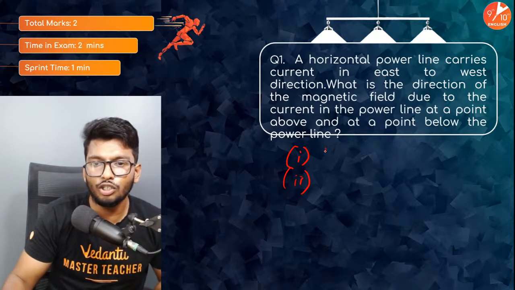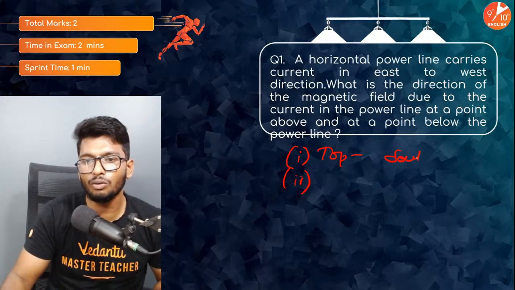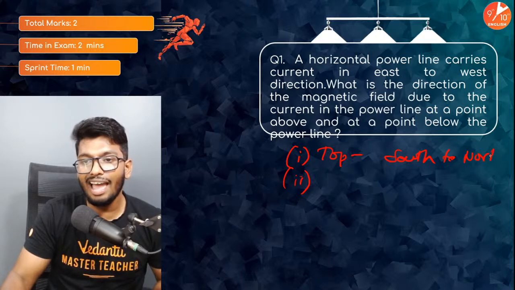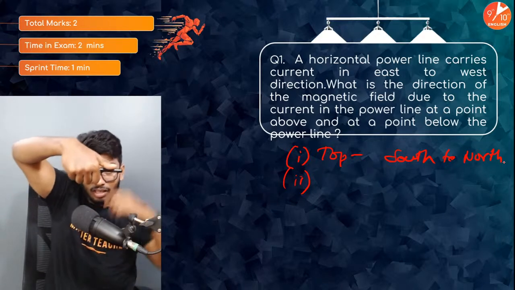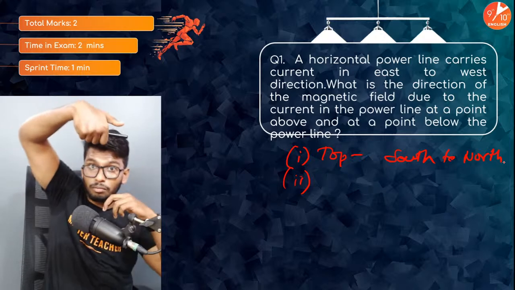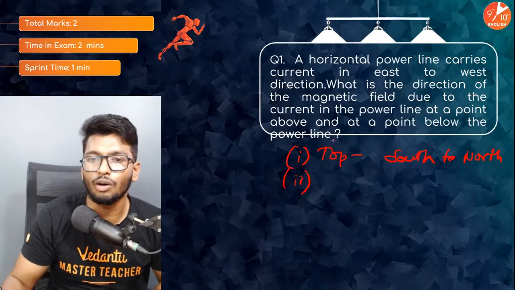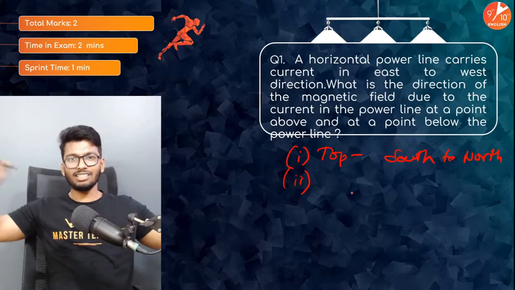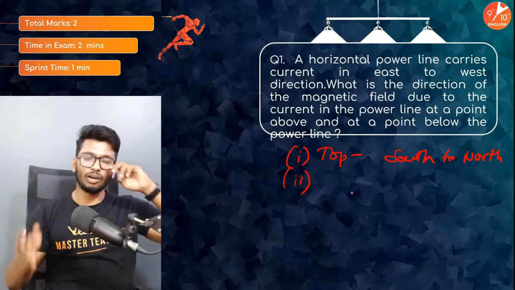So from the top, it will be from south to north. And when you see from the bottom, it's from north to south. So this is east, west, north, south. That's how it's going to be, all right?